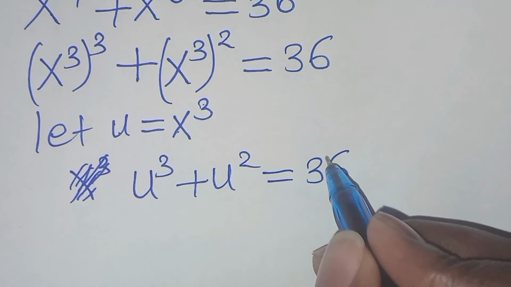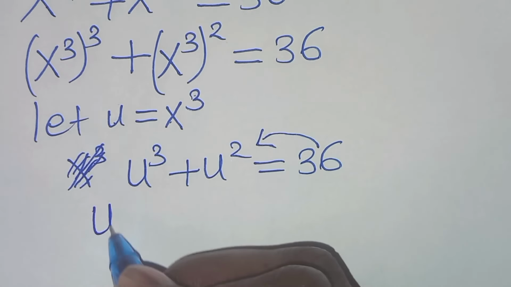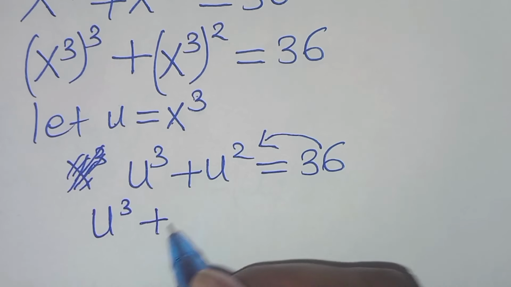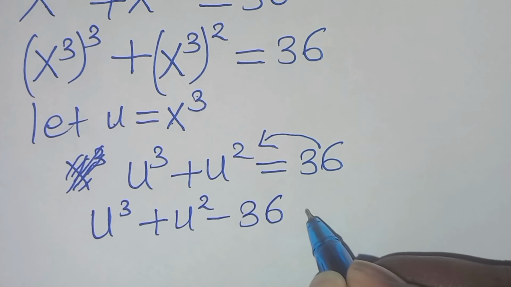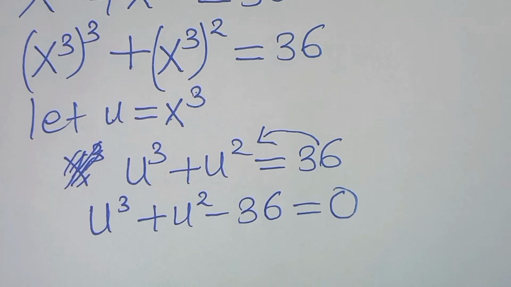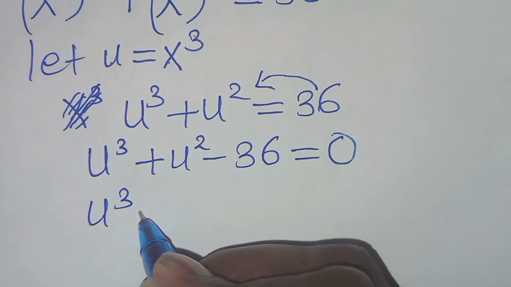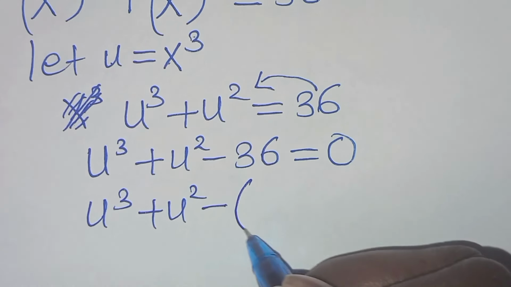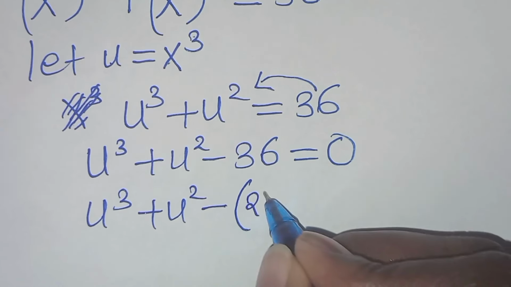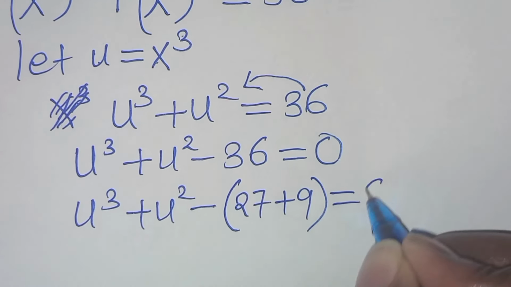The next step is to take 36 from the right hand side, so that now we have u to the power of 3 plus u to the power of 2, subtract 36, is equal to 0. Now we have u to the power of 3 plus u to the power of 2, subtract 36. We can express 36 as 27 plus 9. This is equal to 0.